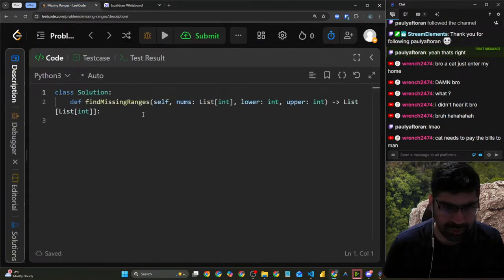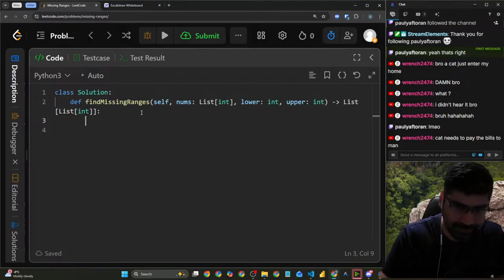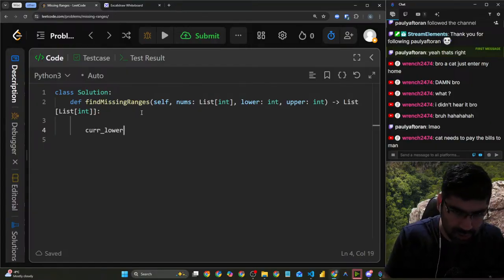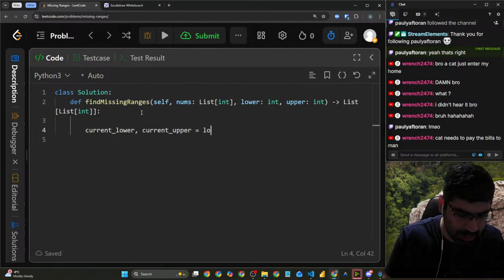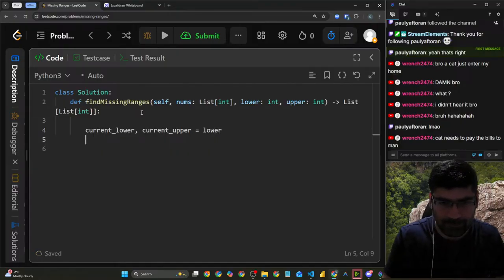I think this is one of those we can code quickly. So let's say I will have current lower and current upper, both equal to lower, right?